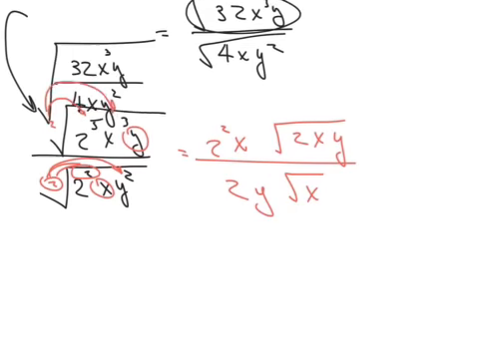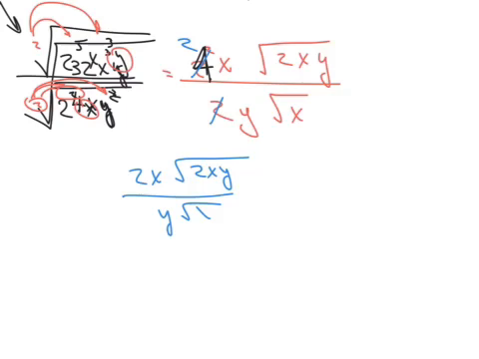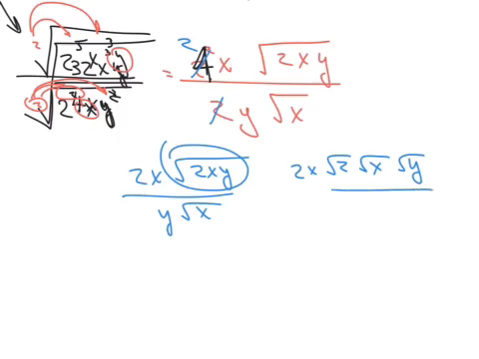Okay, so we're going to move this up a little bit, and we're going to make this a 4. Alright, so we can cancel that with that and get a 2. So we have 2x square root of 2xy over y square root of x. Alright, and this is one thing a lot of people forget. This here can be split into square root of 2 square root of x square root of y over y square root of x.